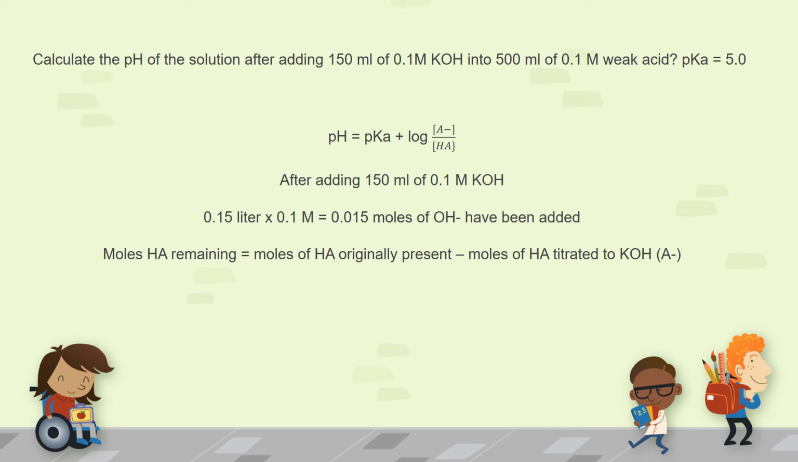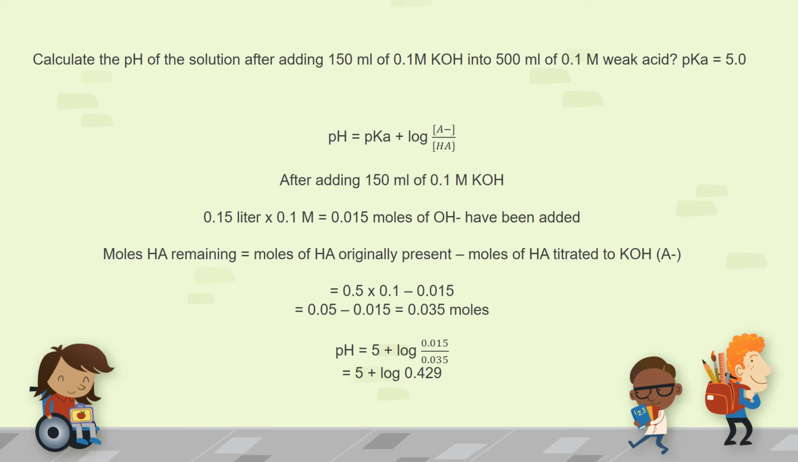The moles of weak acid remaining is the one contributing to the pH. That is the moles of weak acid originally present minus the moles of weak acid titrated by potassium hydroxide. You have 500 ml of 0.1 molar weak acid, so 0.5 times 0.1, and you have already calculated the moles of hydroxyl ion added, 0.015. So the remaining weak acid which is contributing to the hydrogen ion is 0.035 moles.